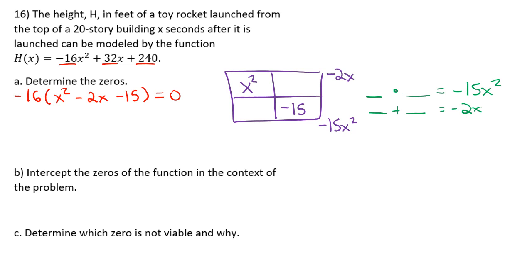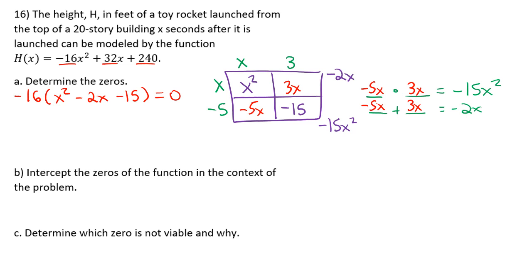So from here, two numbers that would be -5x and 3x would be the correct combination where this makes sense. So I'll have -5x here, 3x here. So x times x is x squared. X times 3 is 3x. X times -5 is -5x. -5 times 3 is -15.